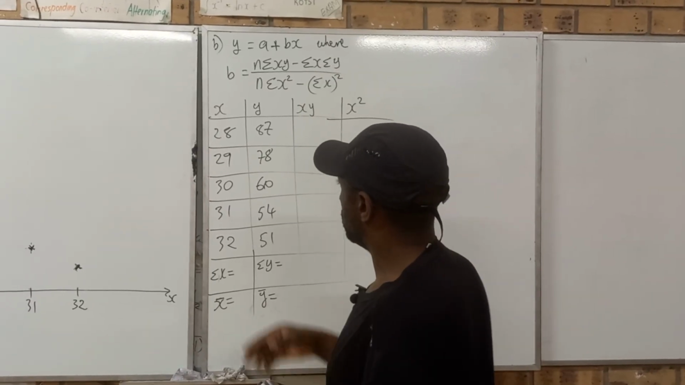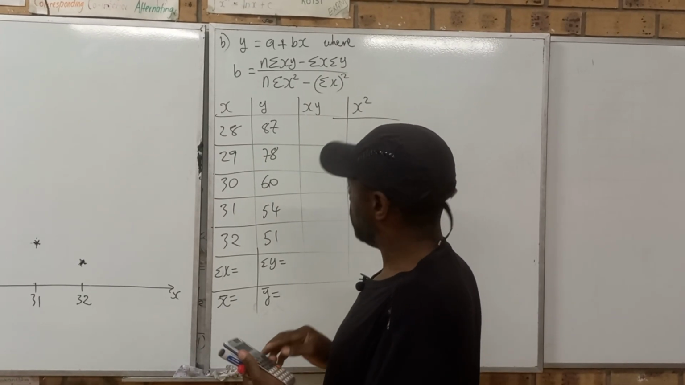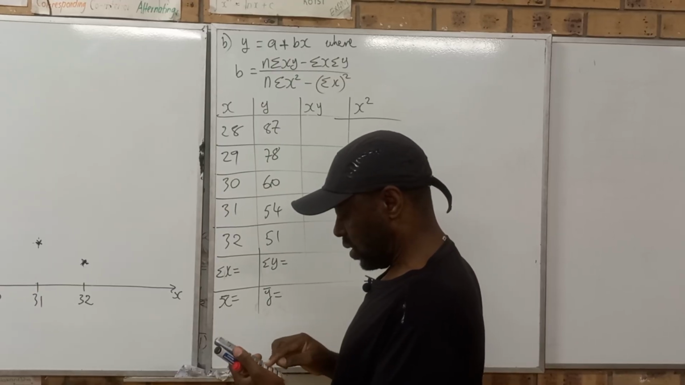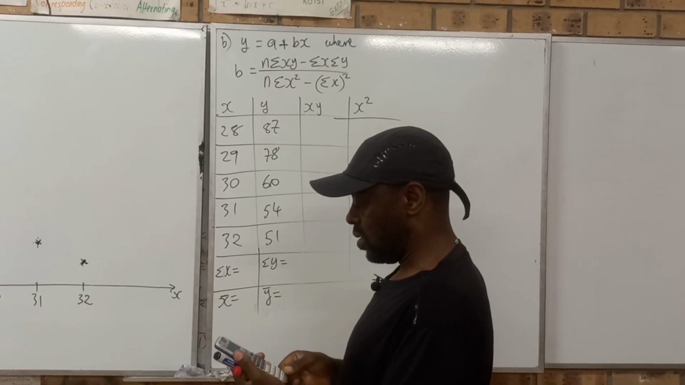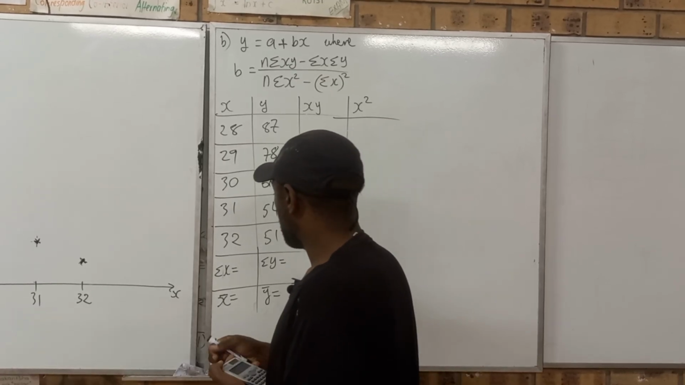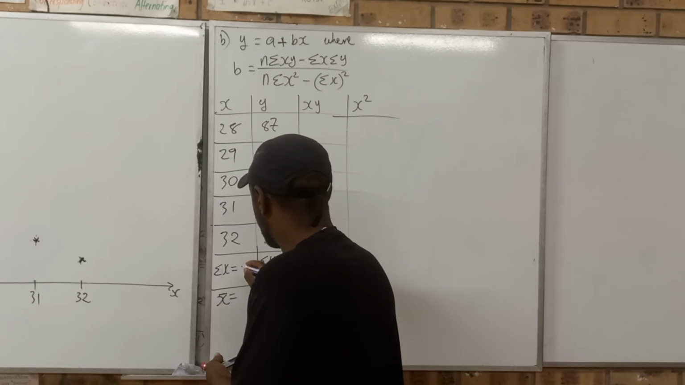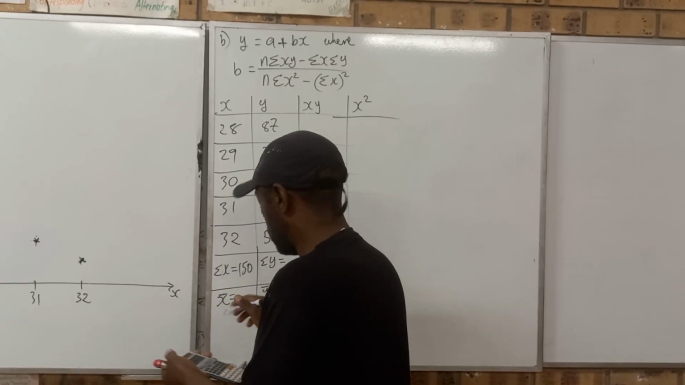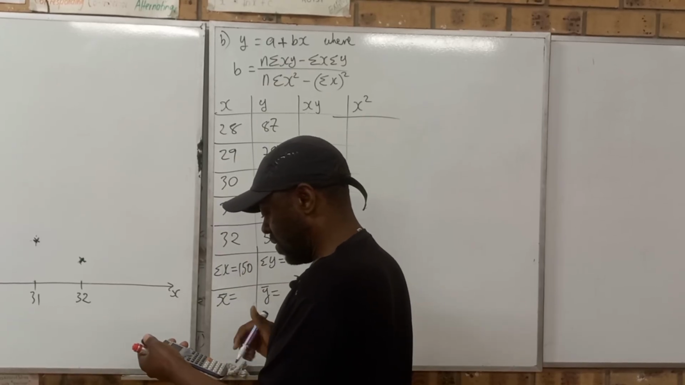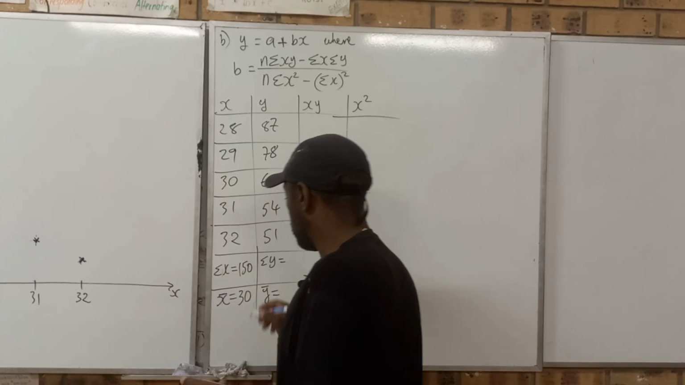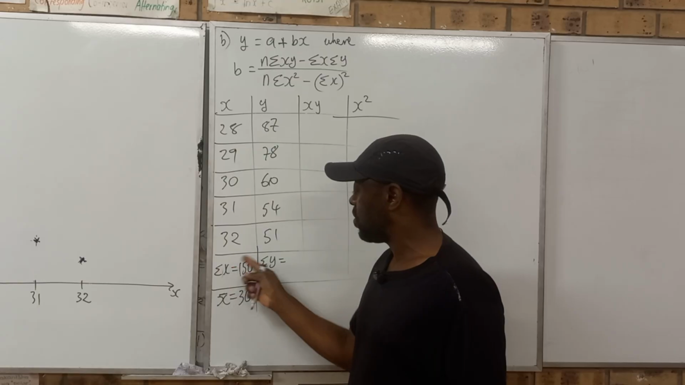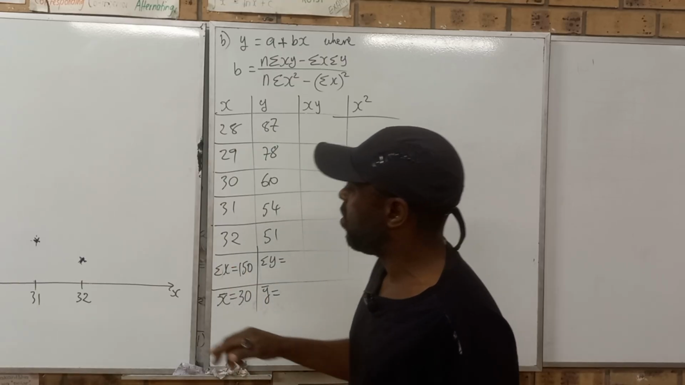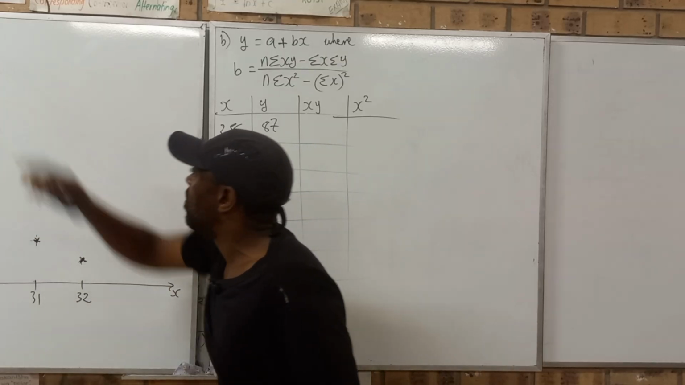So let's start with sum of x. We get 28 plus 29 plus 30 plus 31 plus 32, so that gives us 150. So sum of x is 150. If I divide by 5, I will get x bar, my mean, as 30. To get x bar, the mean, you take sum of x and divide by the number of points, which are 1, 2, 3, 4, 5.